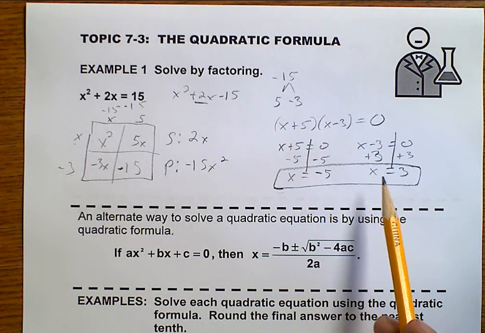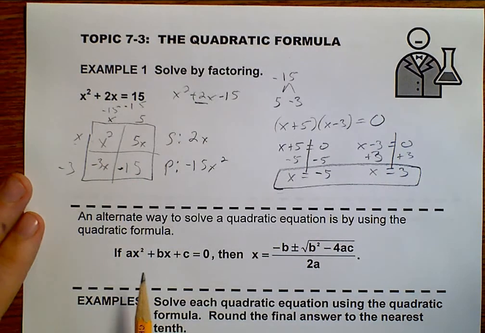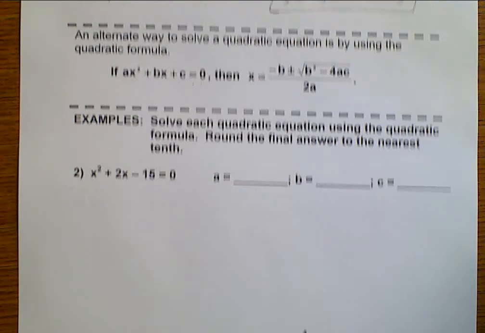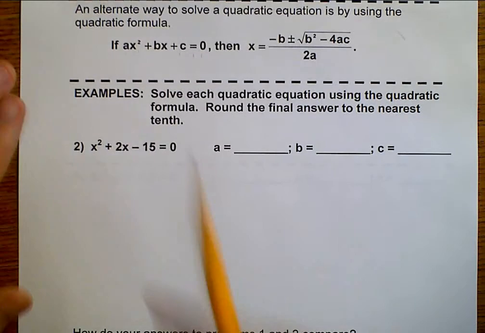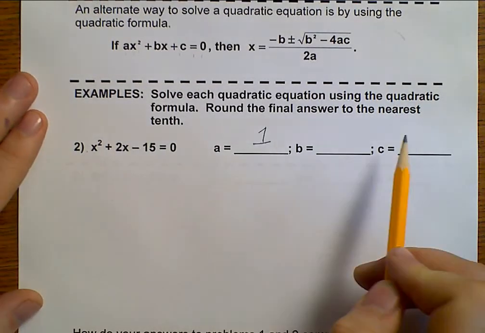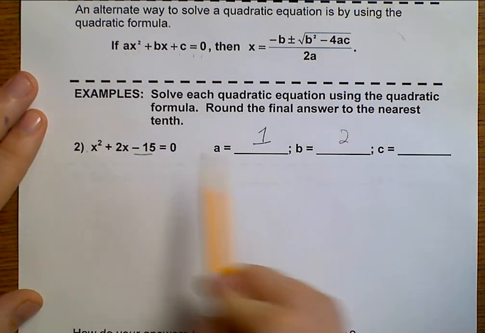Well, there's an alternate way to solve. The alternate way is using the quadratic formula. If we have our quadratic in standard notation, ax squared plus bx plus c equals 0, then we can use this formula to solve. So let's go ahead and do the same problem, but this time we're going to use the quadratic formula. Well, there's no number in front of x, so that means that a is 1. B would be 2, and C would be negative 15.